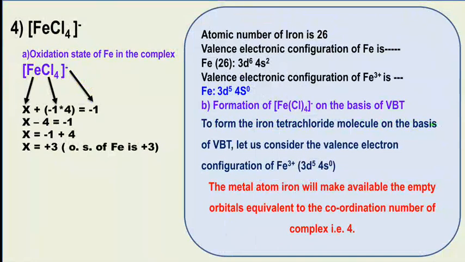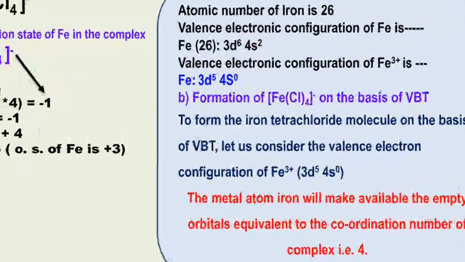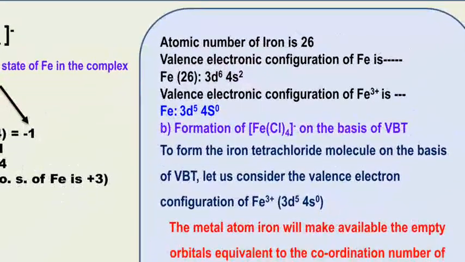Now the atomic number of iron is 26, and its valence electron configuration is 3d6 4s2. We have calculated the oxidation state of Fe as +3 in this complex, hence it now has 3d5 4s0 as the electronic configuration, by losing 2 electrons from the s orbital and 1 electron from the d orbital. Because Fe has +3 oxidation state in this complex, it will lose 3 electrons: 2 from 4s orbital and 1 from d orbital.